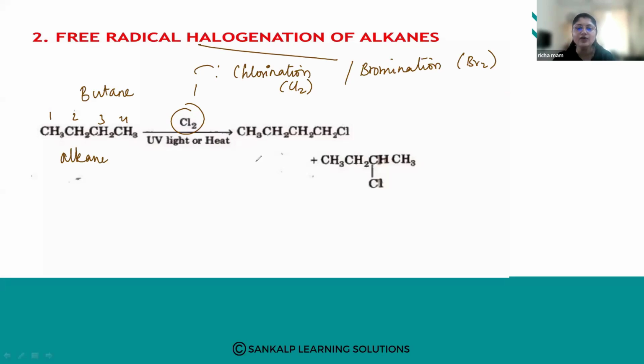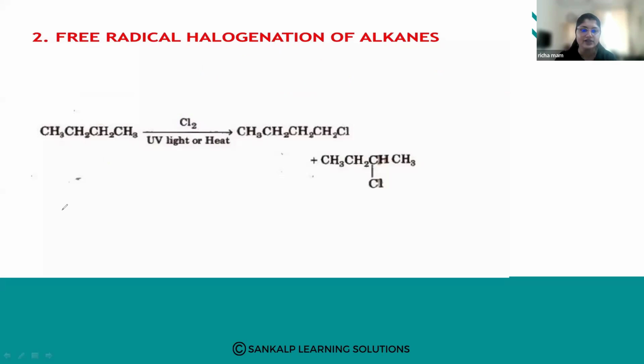So what will we get? We will get a mixture of mono, di and polyhaloalkanes, and these are very difficult to separate. Let me illustrate it here. I am going to take an alkane, that is CH3, CH2, CH2 and CH3. This is butane.